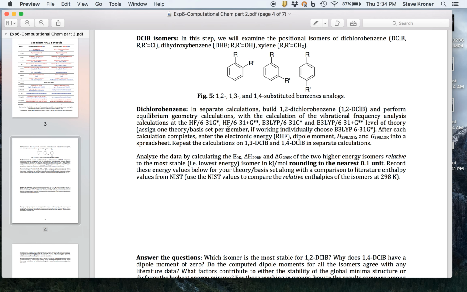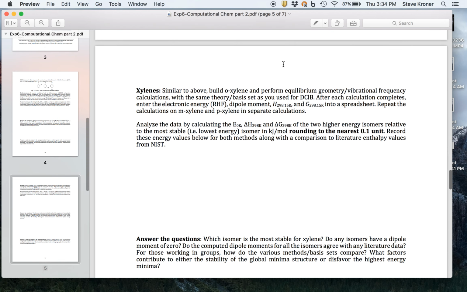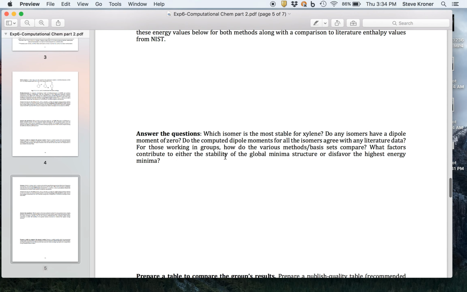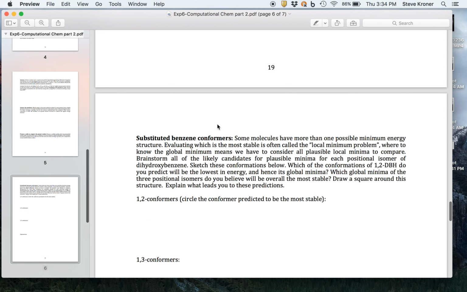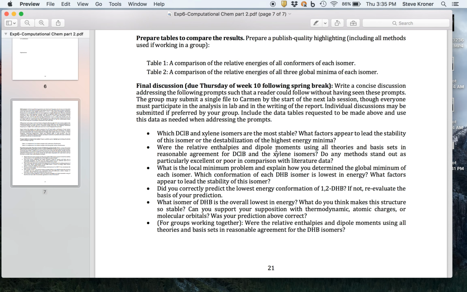So again, I'll talk more about how you actually run these calculations, but you can see there are questions and tables that you're being asked to make, and some more questions and tables. And then once you get to the very end, like most of our experiments had, there's this final discussion, and most of these questions are really the questions that had been asked earlier. So you're just assembling that work into a final discussion.